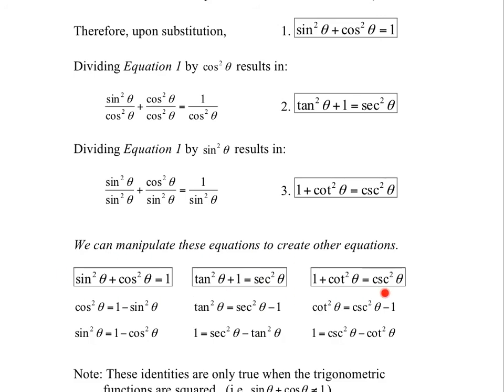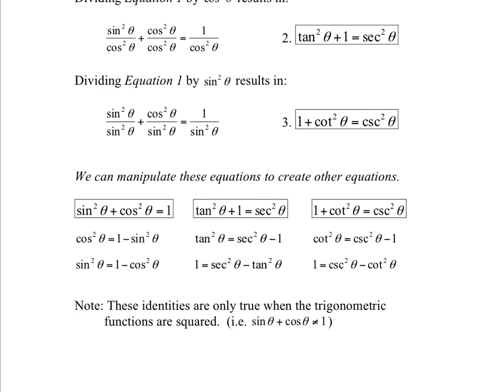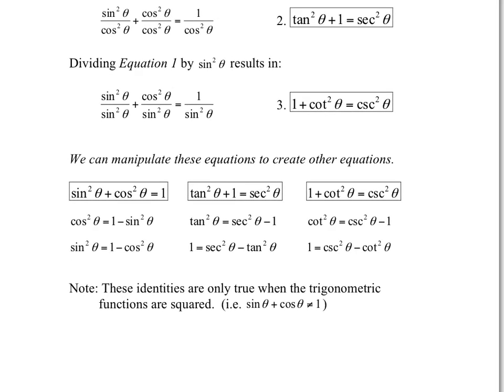Notice that these are the only 3 that show up in your formula sheet. You can take a quick look. But these are just manipulated from those 3 original ones. Okay? So note that these trig identities are only true when these functions are squared. For example, sine plus cos is not equal to 1. That would be like saying x plus y is equal to 1. And that's not necessarily the case. It does happen, but it's very rare in that unit circle. Okay? So make sure that these are squared. That's why they're Pythagorean identities. Everything in here is squared.